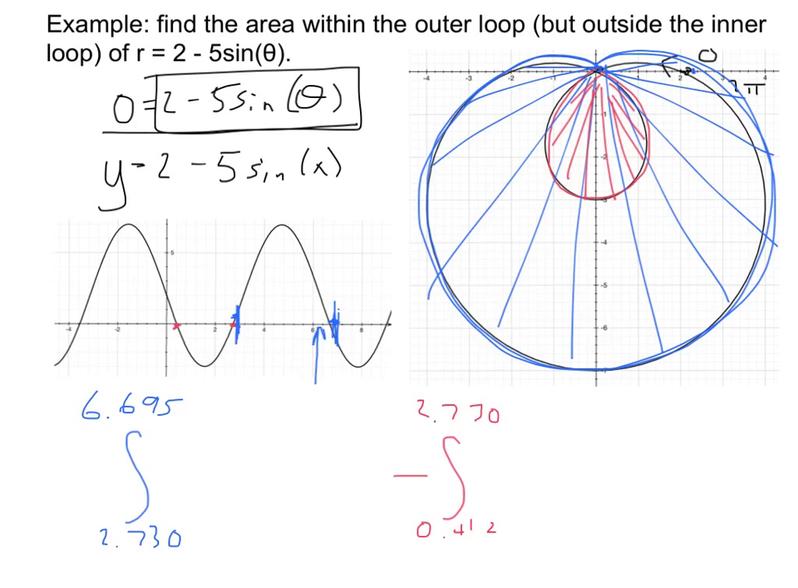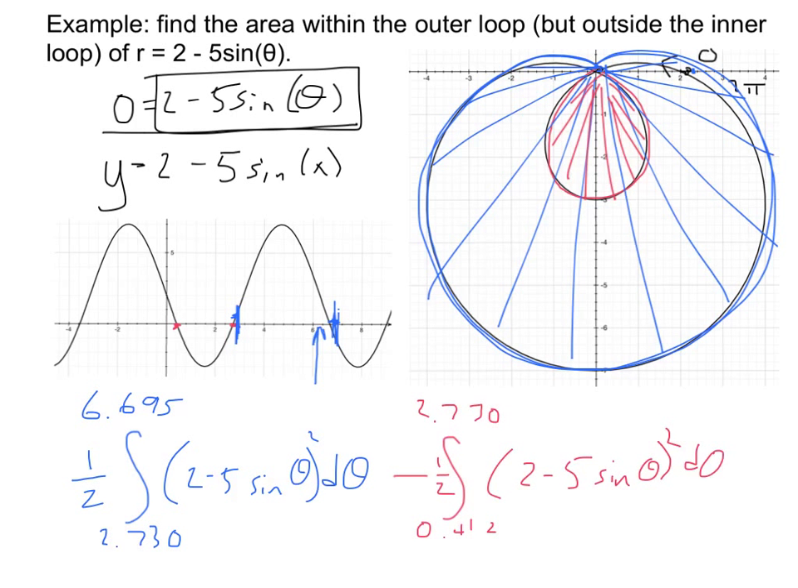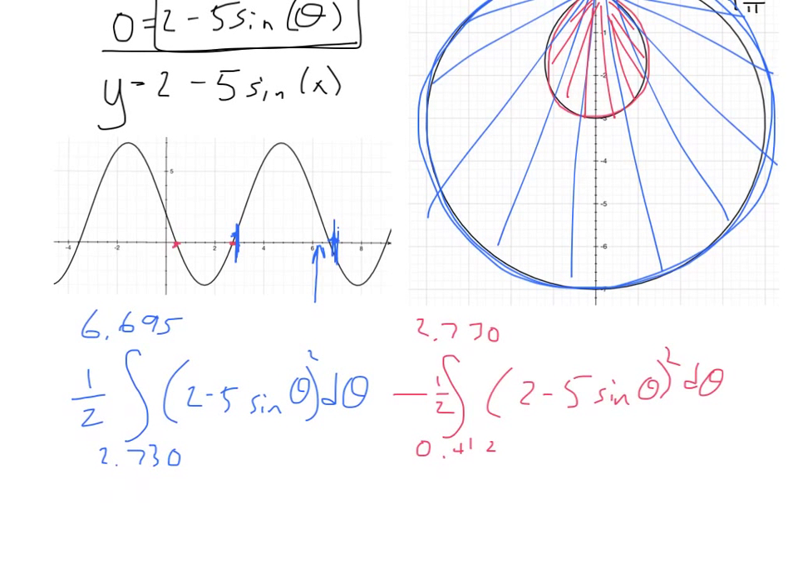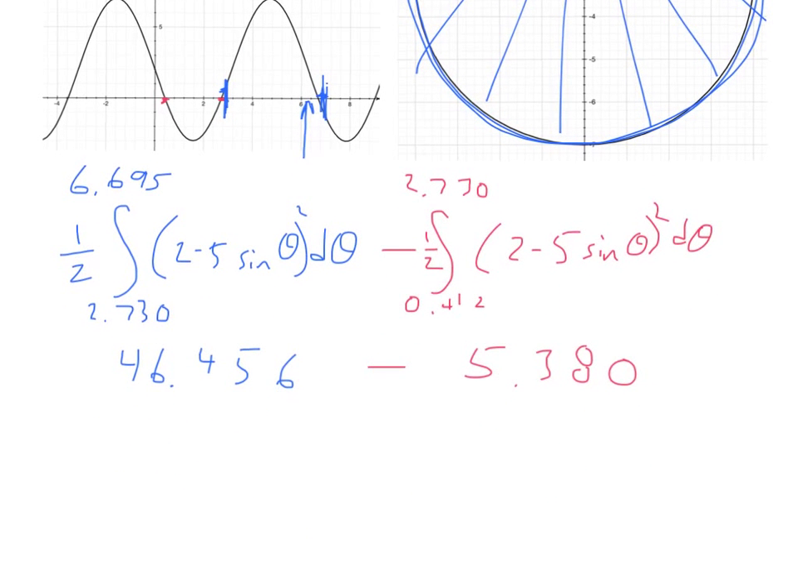So now what do we need to do to set up these integrals? We still need the half out front, and we're using our 2 minus 5 sine theta squared inside of our integral. And so for this one as well, you'll have your 1/2, you'll have your 2 minus 5 sine theta squared d theta. So now we can run through and compute those two separate integrals. So I found the area inside the blue curve to be 46.456 minus the area inside of the inner loop to be 5.380. So all I have to do now is subtract those two things.